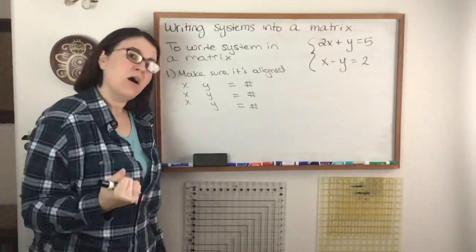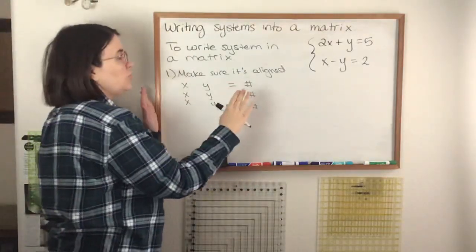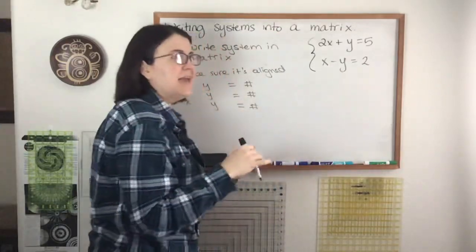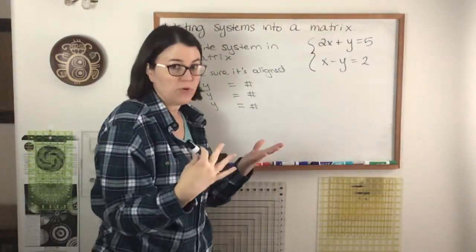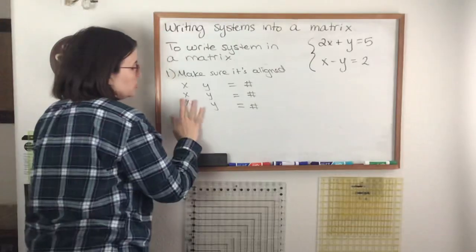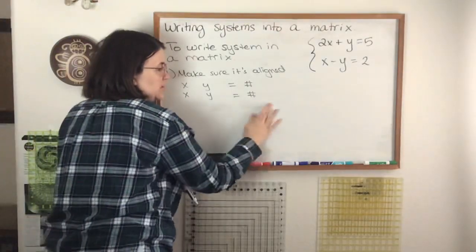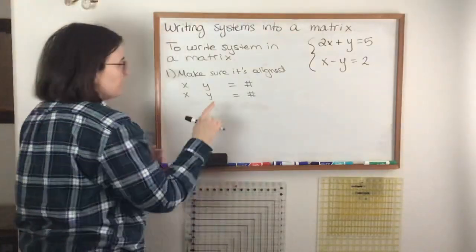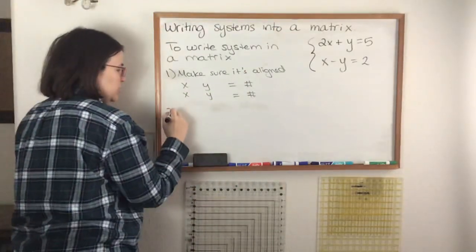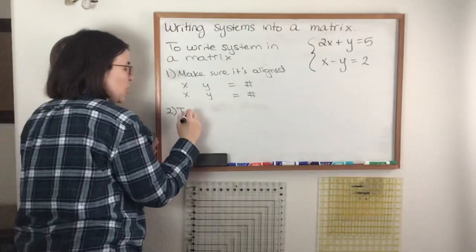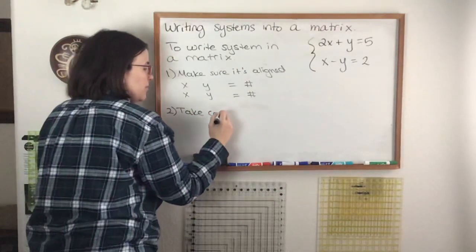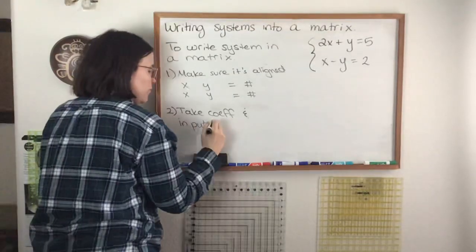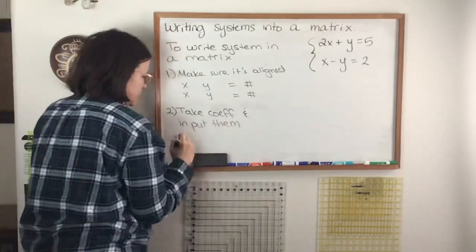Okay, so if it's not aligned, then what you would do is rearrange it using addition and subtraction to get your X's and your Y's where they're supposed to be. All right, and I'm going to start with 2 variable system equations, and then we'll look at a 3. But that's really what you're going to do. Now, you're going to take the coefficients and input them in order into the matrix.